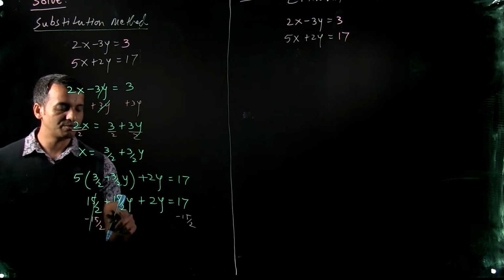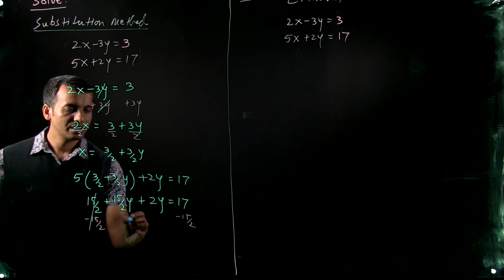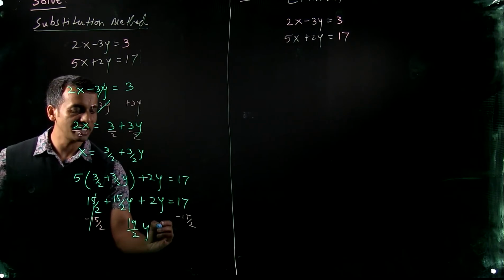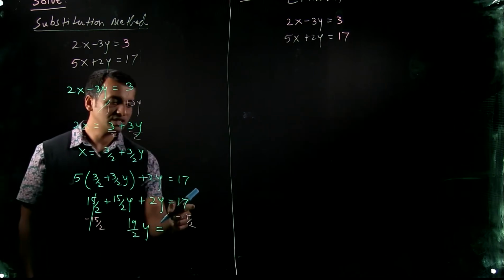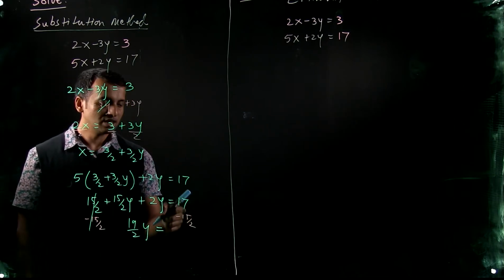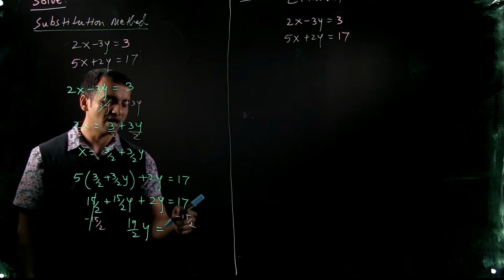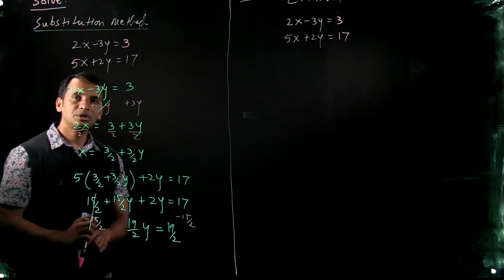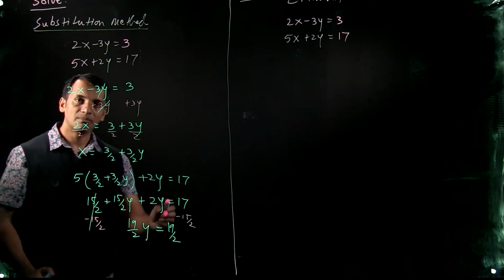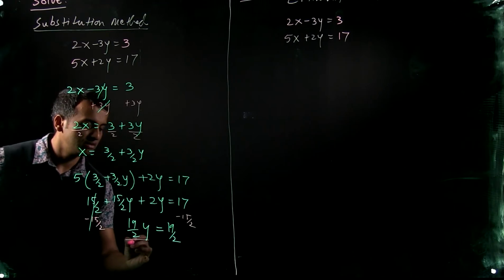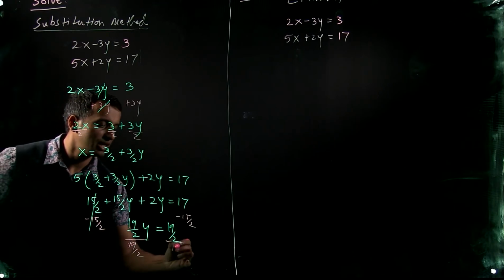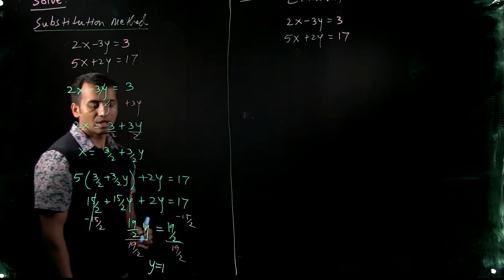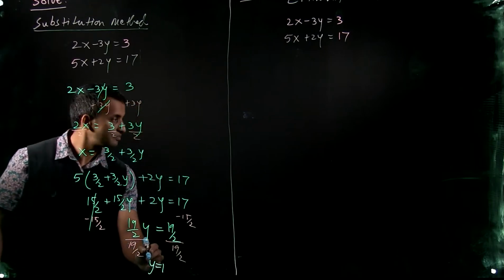So this will cancel, right? So 15/2 y plus 2y, where 2 is 4/2, will be 19/2 y equals 17 minus 15/2. So 17 is basically 34/2 minus 15/2, which is again 19/2. Did you see that? Now we divide both sides by 19/2, or multiply both sides by 2/19. So what do you get for y? y is 1. So you got y equals 1 there, right?